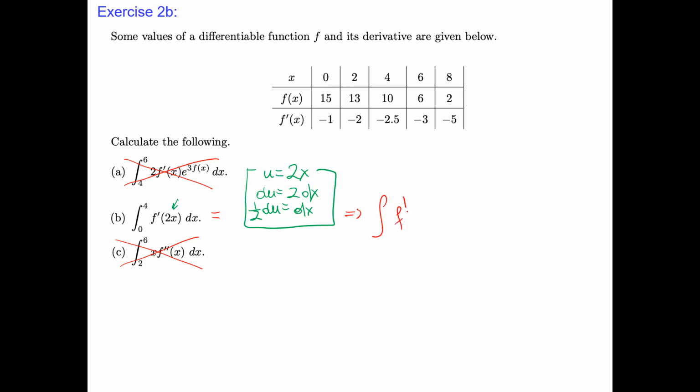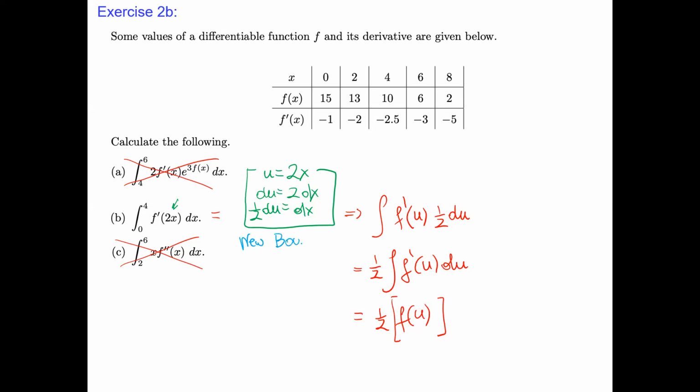f prime of 2x was f prime of u, and dx is 1/2 du. We may put 1/2 outside, f prime of u du. And the integral of the derivative of the function is just the function, because that will be the antiderivative. Okay, we need new limits of integration. Let's find the new bounds.